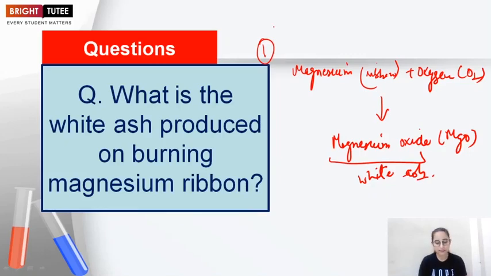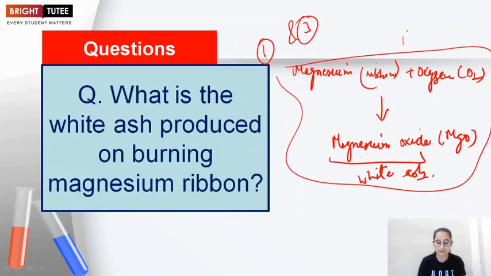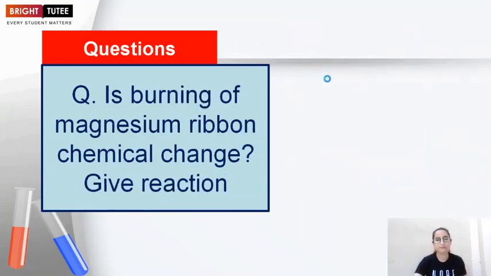Now, basically it can also be a 3-mark question. Firstly, you will be writing the statement that magnesium ribbon on burning reacts with the oxygen gas present in the air to produce magnesium oxide, which is the white ash produced as a result of burning magnesium ribbon. And then you write the reaction. This reaction only is for 1 mark and 2 marks for the explanation, right?